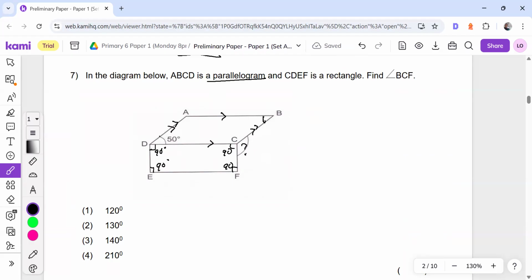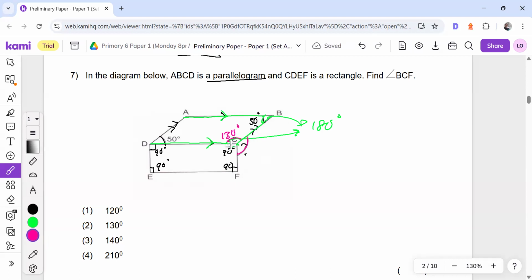In a parallelogram, opposite angles are equal. Then this is the most important property that you need to remember all the time. When you see two lines parallel, what happens? The angles between the two lines that are parallel must add up to 180. This is a very important property. So 180 minus 50, this angle is 130. Now can you find the question mark already?